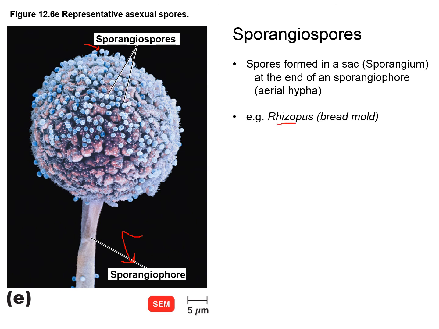Bread mold reproduces this way. This is when you look at a bread mold and you see those little tiny black balls, this is what you're looking at.